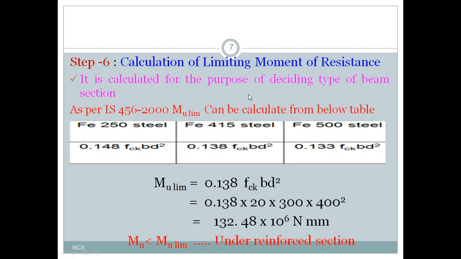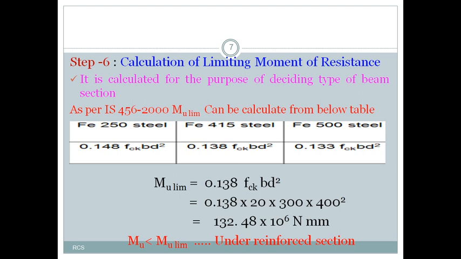The purpose of calculating this limiting moment of resistance is to decide the type of beam section. Generally, we have three types of beam sections, as already discussed in our previous lectures. Those are the balanced section, under reinforced section and over reinforced section. So based on the values of factored bending moment and limiting moment of resistance, the relation between these two, we can decide what type of beam section it is.